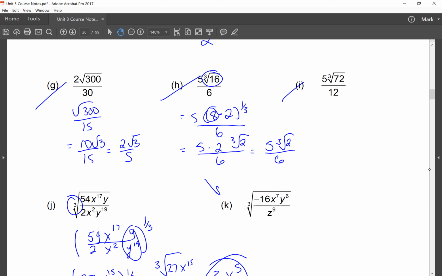Over, not 6, 3. Yes, 3. The answer for G is 2 root 3 over 3, not 5.